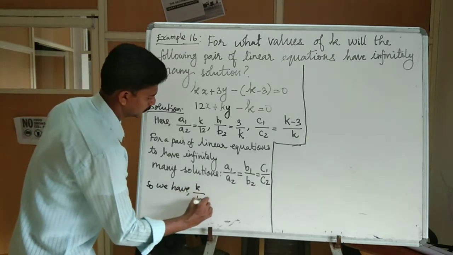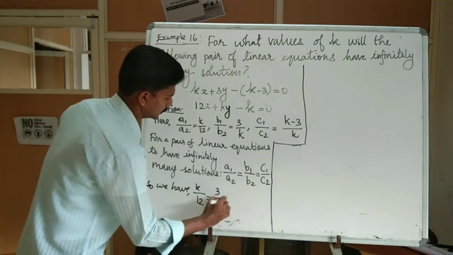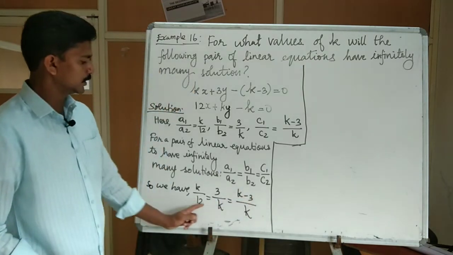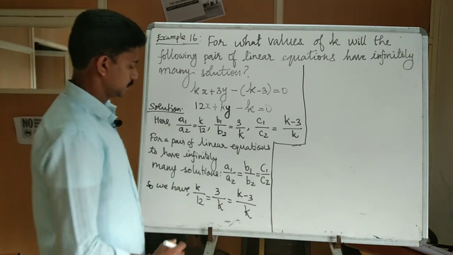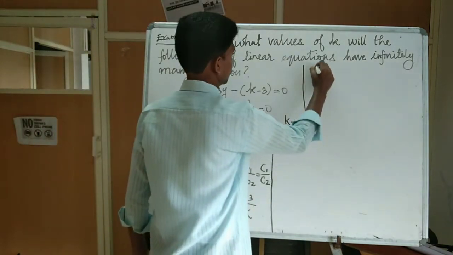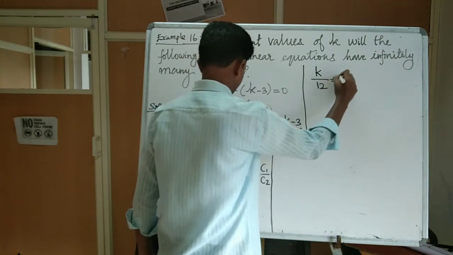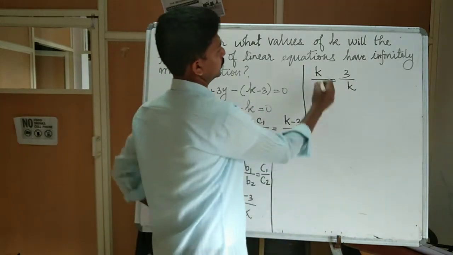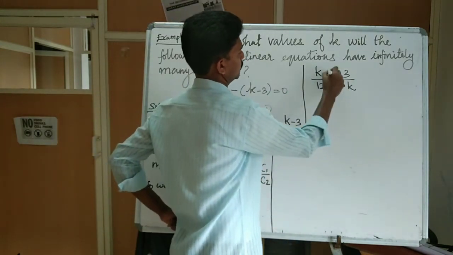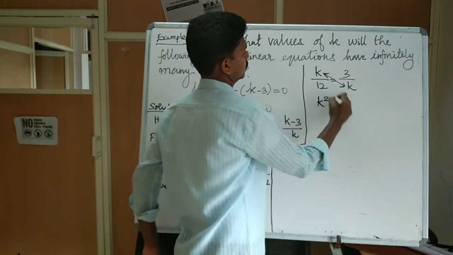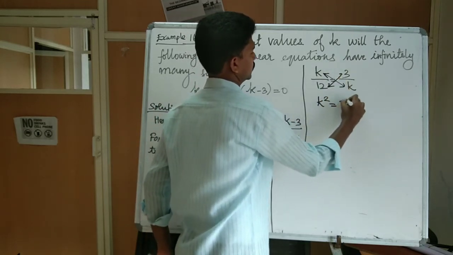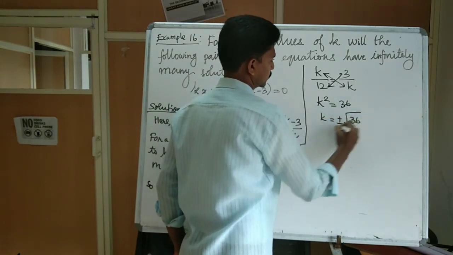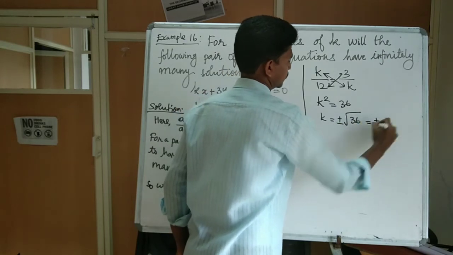So we have k by 12 is equal to 3 by k is equal to k minus 3 by k. We can take first two values. We can compare first two ratios. We have taken first two ratios and we can multiply, cross multiplication, just to multiply these two. k square is equal to 36. So k is equal to plus or minus square root of 36. That is nothing but plus or minus 6.